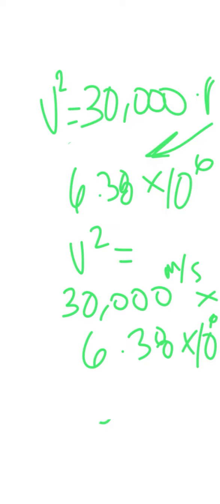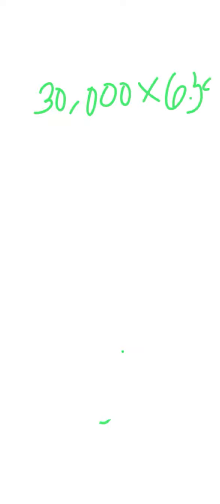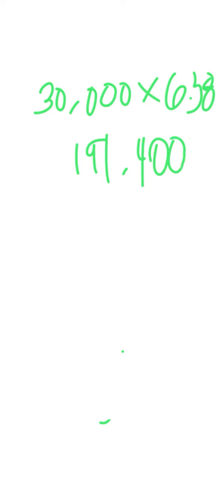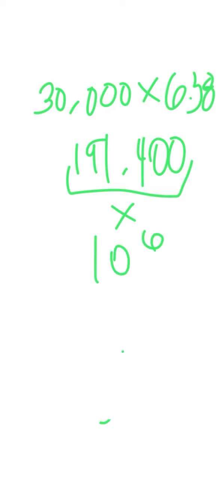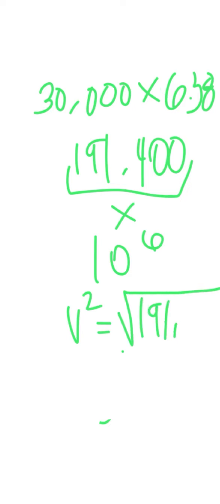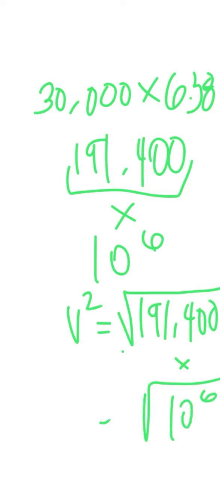Now we can go solve this. First, let's multiply 30,000 times 6.38, which will give us a very big number. Now we take this number and multiply it by 10 to the 6th. But before we do that, we have to remember what we're dealing with right now. We need to take the square root of both sides because we don't want to find v squared. We just want to find v, the velocity.